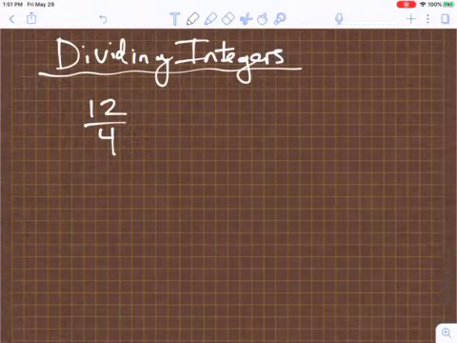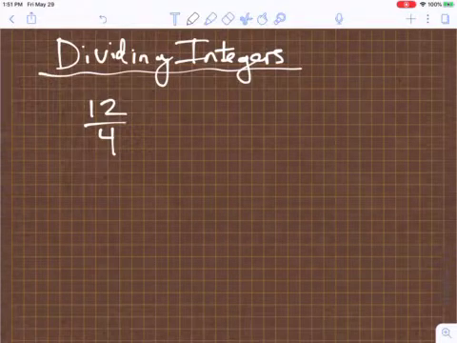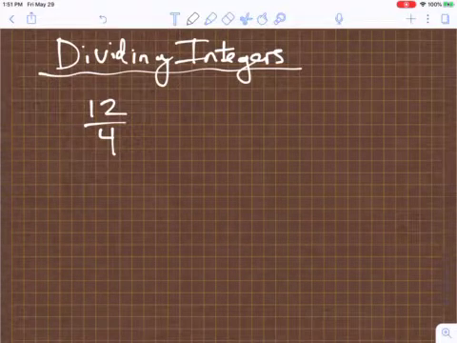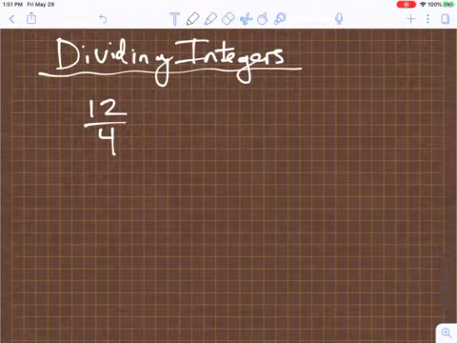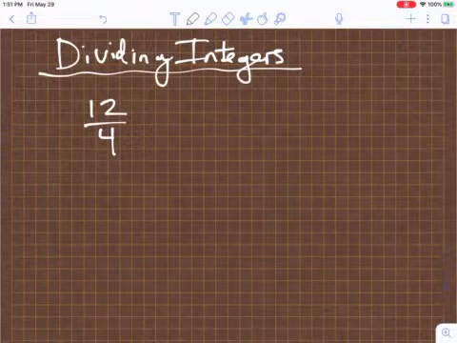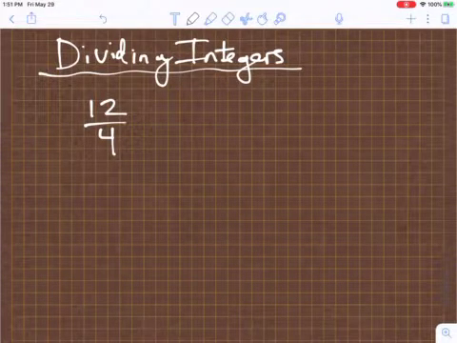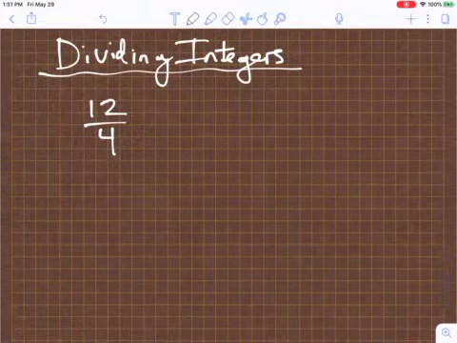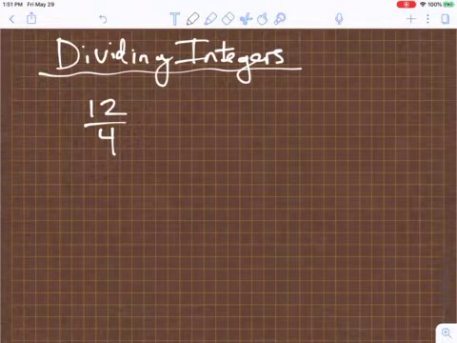Now we're going to talk about division with integers. And you'll notice if you look at the screen, which you are, I hope, I have a fraction up there. And some of you might be thinking, I thought we were doing division. Well, I have news for you. Fractions are division problems.